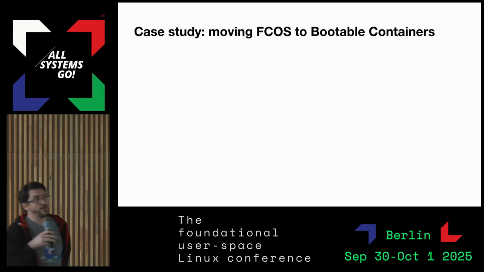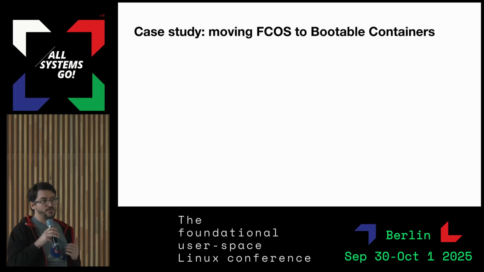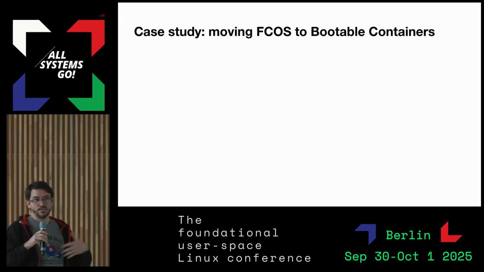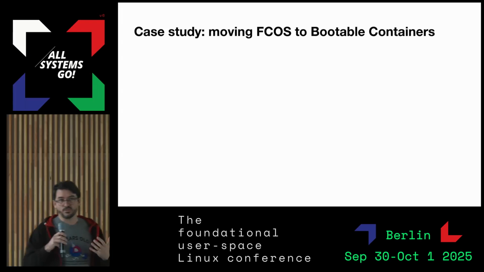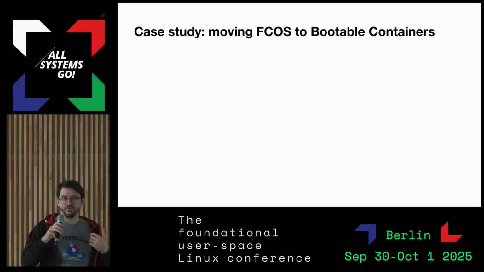Okay, so what we're here to talk about for this one is the story for Fedora CoreOS. Fedora CoreOS is an operating system that was initially built from OSTree, RPM-OSTree, from those technologies. It's been a while now, a little bit more than 5 years.